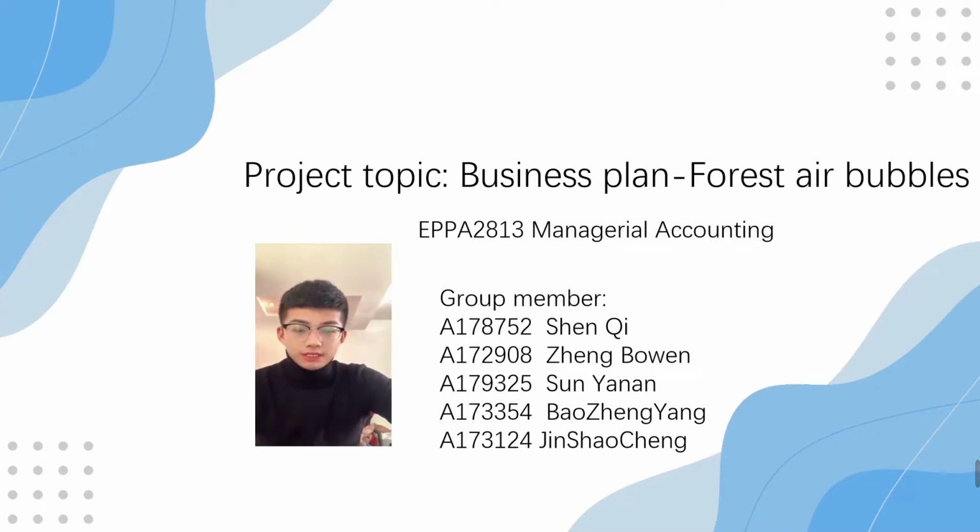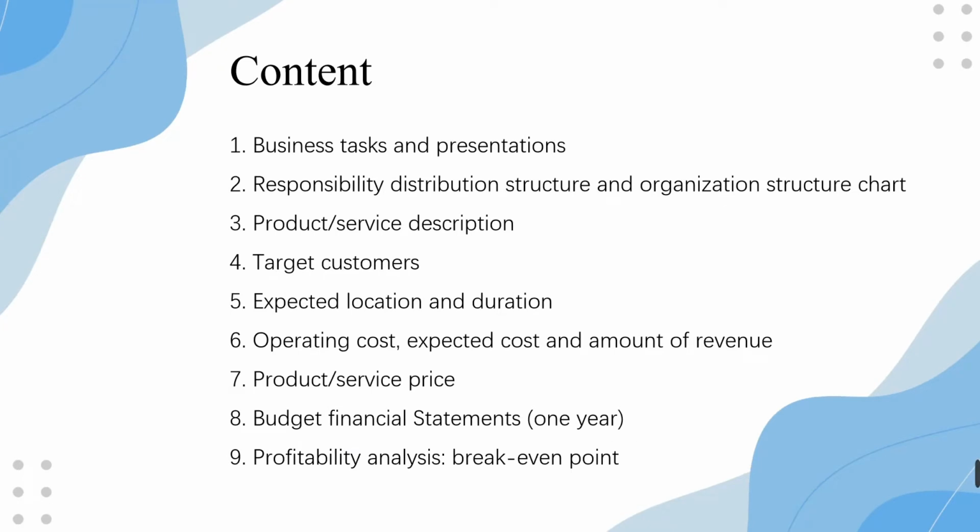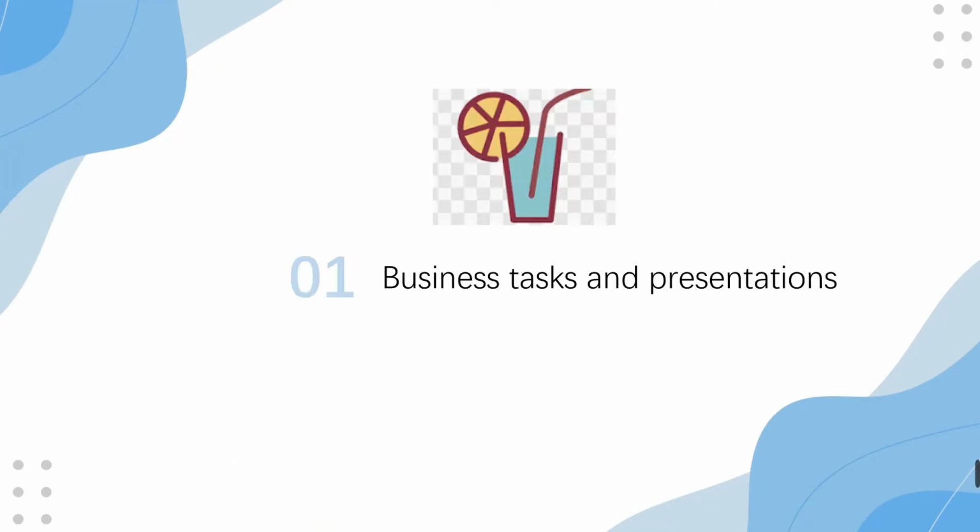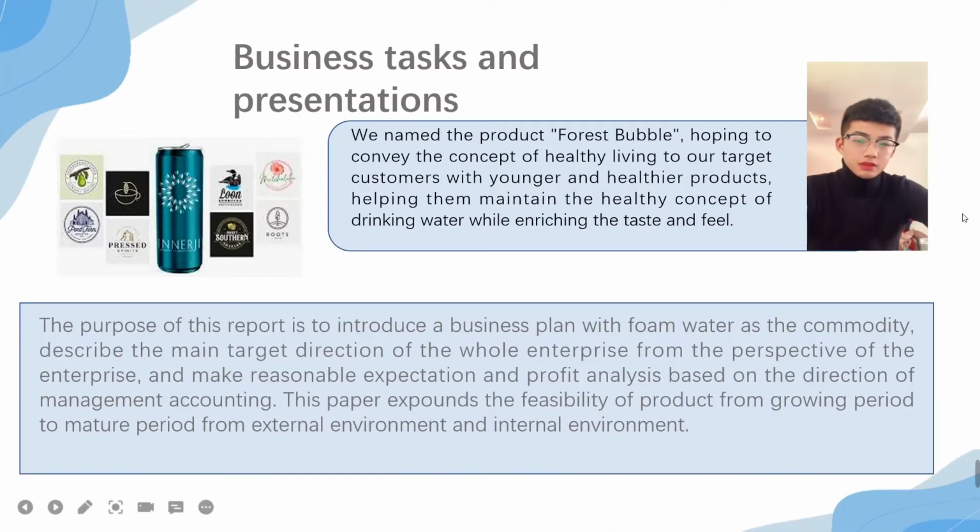My group project topic is a business plan for Forest Bubble. The first part is business tasks and presentations. We named the product Forest Bubble, hoping to convey the concept of healthy living to our younger target customers with healthier products, helping them maintain the healthy concept of drinking water while enriching the texture and feel.